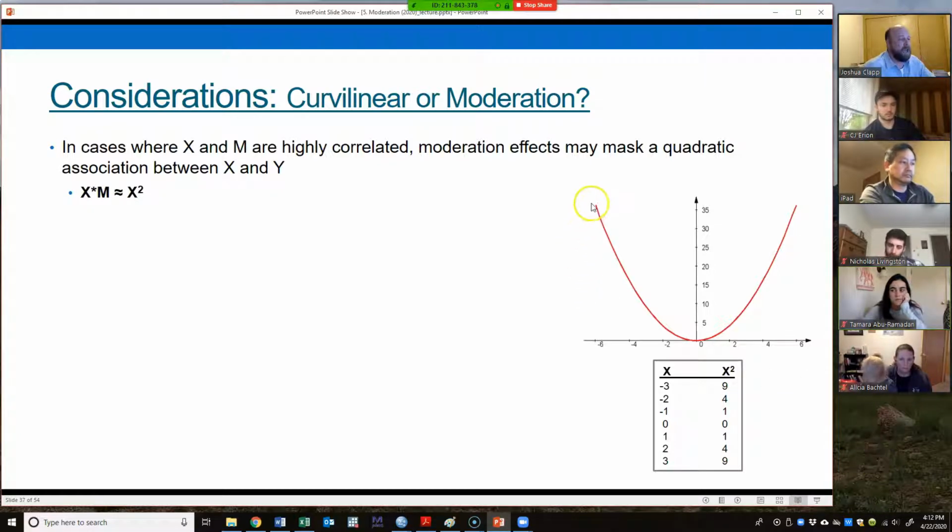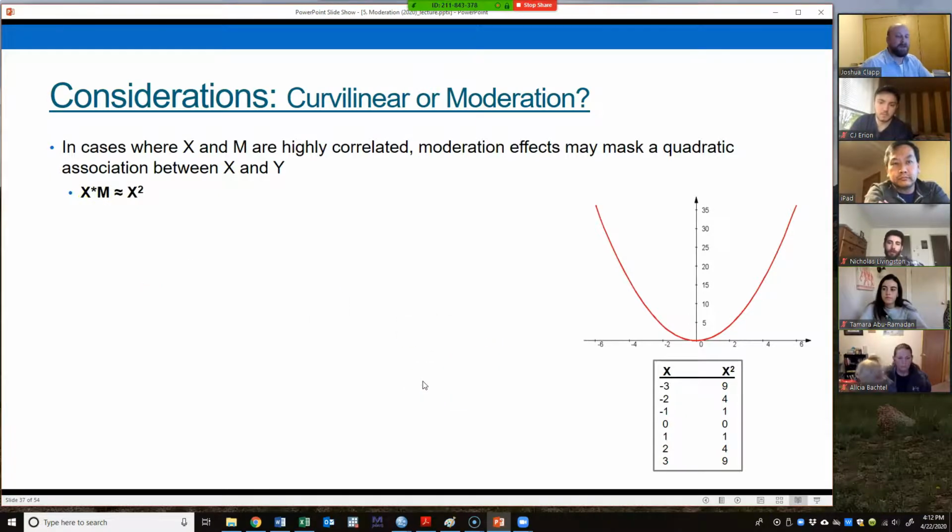And if I'm looking at the relation between X and Y, and if I have some sort of curvilinear relation, this might actually be what's going on in the data. But if I model this as an interaction between X and some highly correlated moderator, the value I would get for X squared in a properly specified model is going to be very similar to the value that I would get with my interaction.